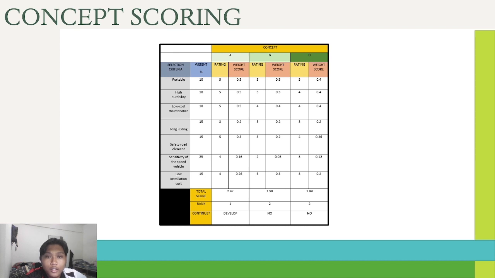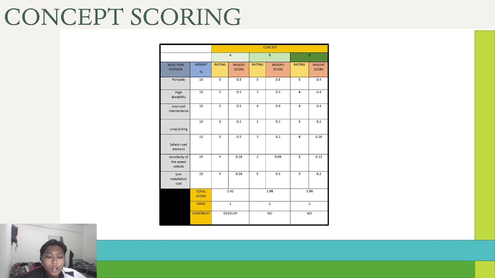But we can see there is a high weight for sensitivity to the speed of the vehicle, which is 25. This means that sensitivity to the speed of the vehicle is the major component in our scoring table for scoring the concepts. Okay, let's go. How do we do this concept scoring? We have several steps. The first step is to prepare the selection matrix.